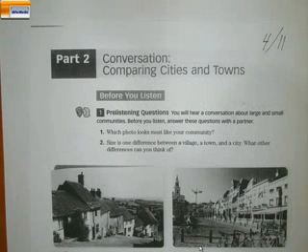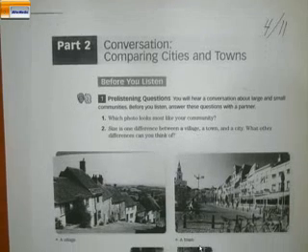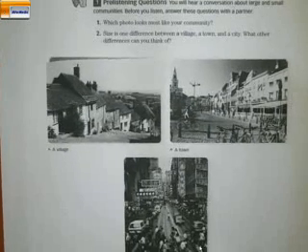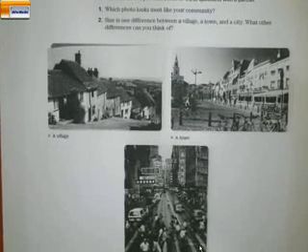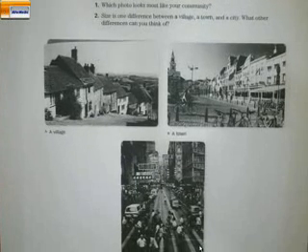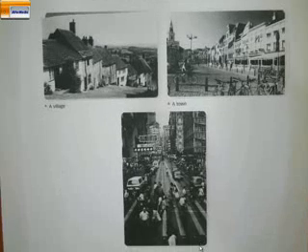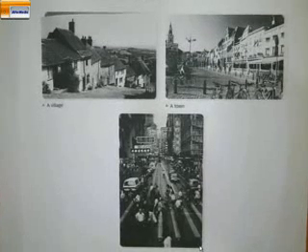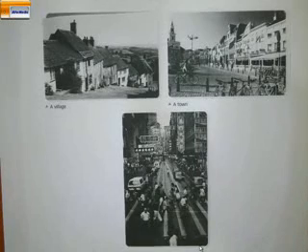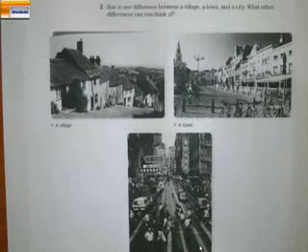You will hear a conversation about large and small communities. Before you listen, answer these questions with a partner. Well, perforce, I am your partner. Which photo looks most like your community? Well, we have 3 of them. We have 3 different kinds of communities. We have a village there, you see, out in the countryside. Then we have a smaller place, not a city, it's a town. And here at the bottom, well, that's a pretty busy place. That could be Riyadh, but it's Tokyo. And so we have some city, town, and village.